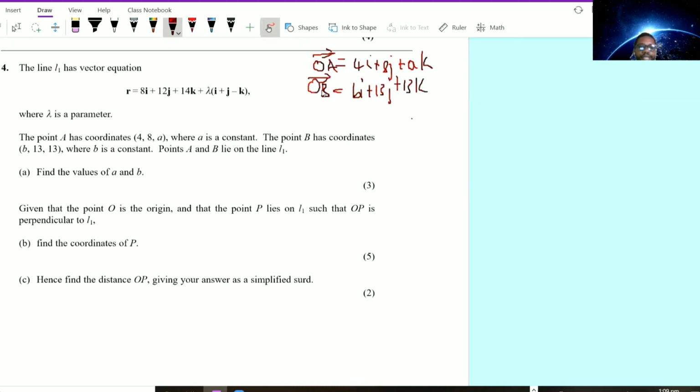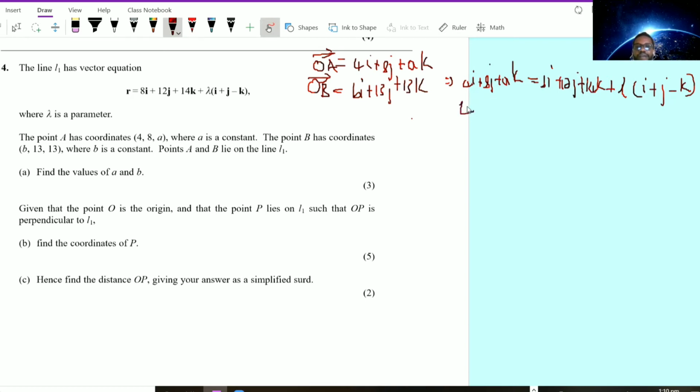All right. Now, bear in mind where you have the equation of a line, r in the vector equation represents any point on the line, or the position vector of any point on the line. So technically speaking, I could say that this implies that 4i plus 8j plus ak, replacing r, which is any point on the line, is equal to 8i plus 12j plus 14k plus lambda into i plus j minus k. Now, you know the concept when two vectors are equal. The components of i's are equal, the components of j's are equal, and the components of k are equal.